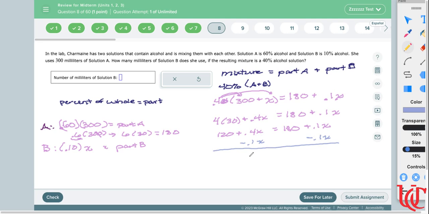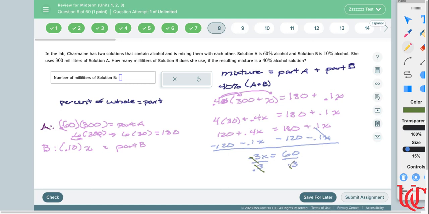All right, so we have 0.3x. And then on the same side with that, I do want to get rid of anything that is added or subtracted. So I'm going to subtract the 120. So that will equal 60. I'm going to divide by 0.3. All right, and then when I have this, this will cancel out.